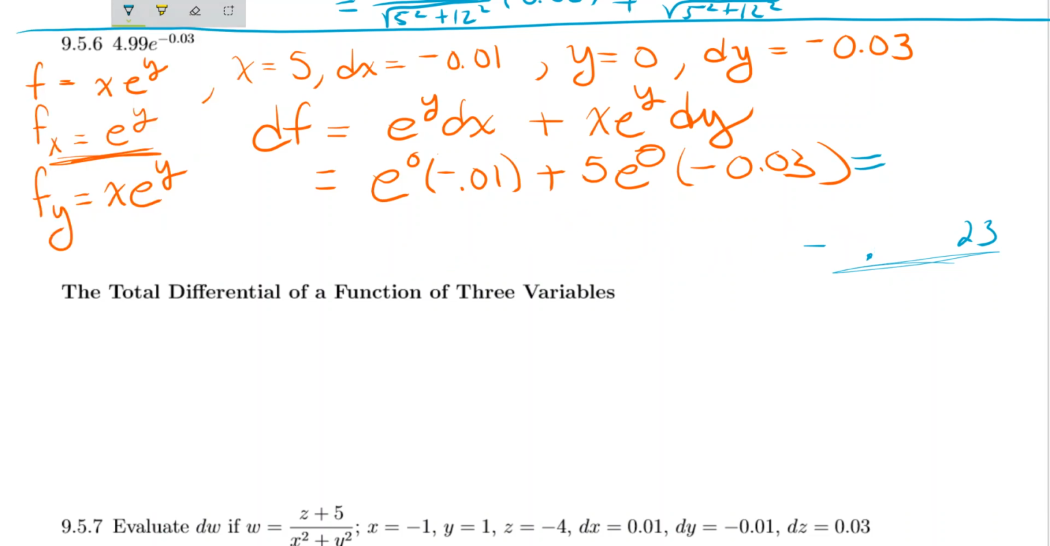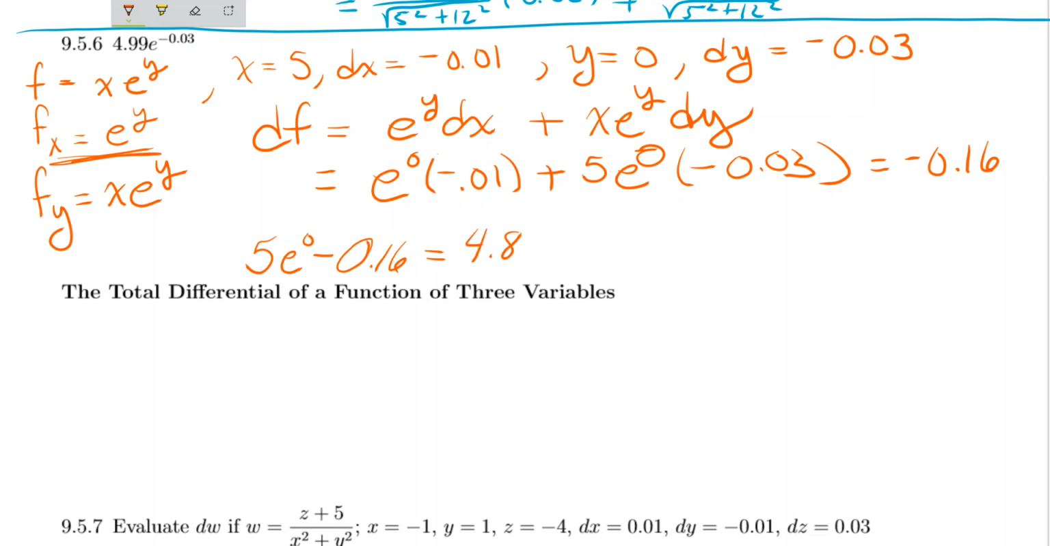Let's do some erasing. We're going to pretend this didn't happen. So you calculate this and you get negative 0.16. All right, so you might ask yourself, okay, how does that help me? Well, remember, this is how much it would change if I moved from 5, 0 to this value. So why don't we do 5, 0? So that would be 5 e to the 0 plus, well, in this case it's negative 0.16, which is just 5 minus 0.16, and that's 4.84.